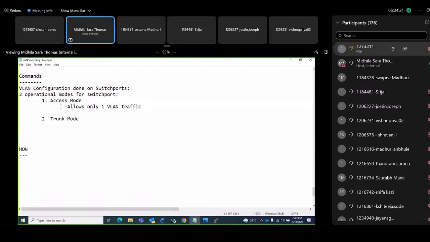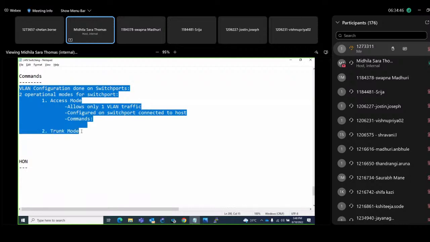Let me write it also. It is configured on the switch port connected to host. Where do you give the command? It is configured on the switch port connected to host. Write it down, give me a thumbs up, I will explain. Please write it, guys. I would suggest you to write it.